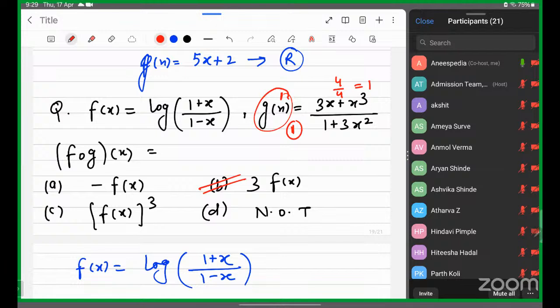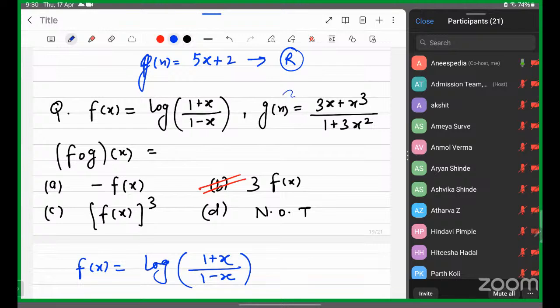So if you put 1 here, this will be f of g of 1, which means f of 1. And if you take f of 1 here, this will be 1 plus 1 by 1 minus 1, that is 2 by 0, which is infinity. So which option will give me the same answer? According to option 1, we cannot decide because this will become not defined. So take another value. In place of 1, let's say I take 0 for x.